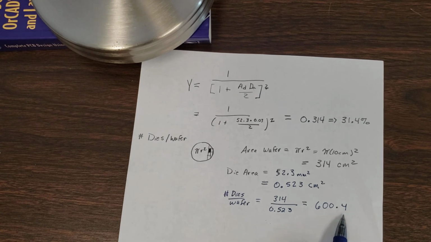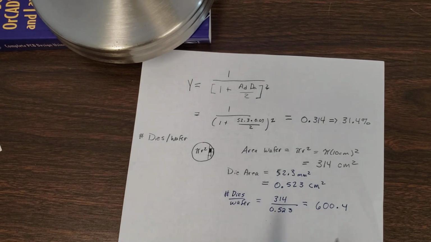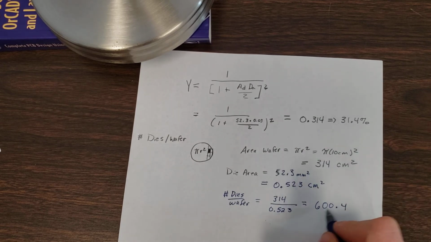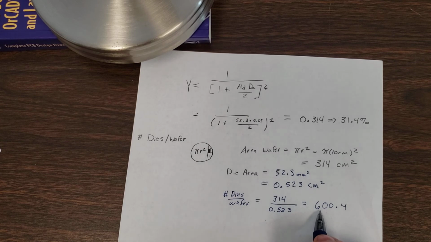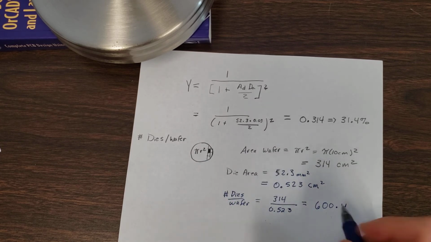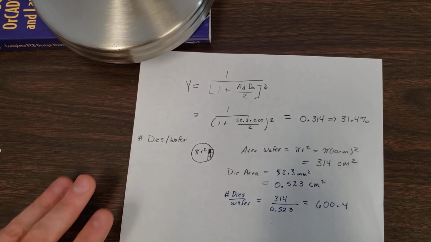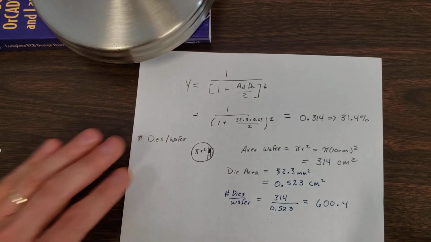Yes, I understand you can't have 0.4 of a die, but this is an ugly enough approximation anyway. We could toss it out, even the 600. We're not going to get a total of 600 because we're going to get fringe effects. We're going to use that approximation and understand that if the die size is small compared to the area of the wafer, it's going to be close enough.